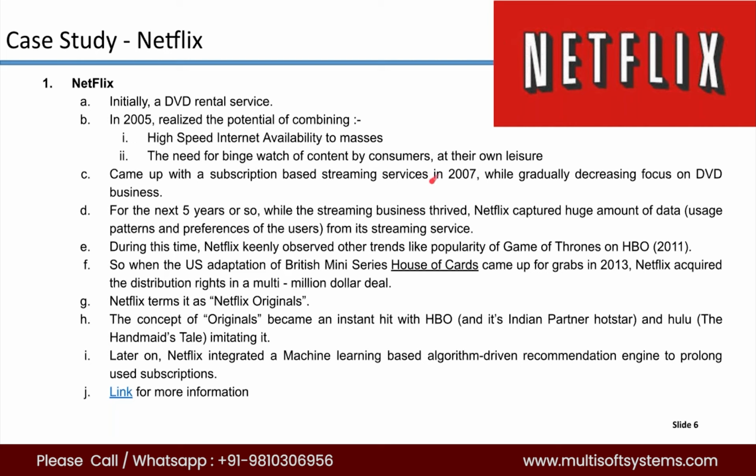So Netflix saw this as an opportunity, looking at the data, high speed internet availability, and the need for binge watch. People like to do that at their own leisure, even if they have to pay a price for it. In TV, there'll be advertisements, and you have to wait, and all those kinds of things. So what they did is they came up with a subscription-based streaming service in 2007, while decreasing focus on the DVD business. They said that okay, DVD is fine, but this is going to be our potential new business market.